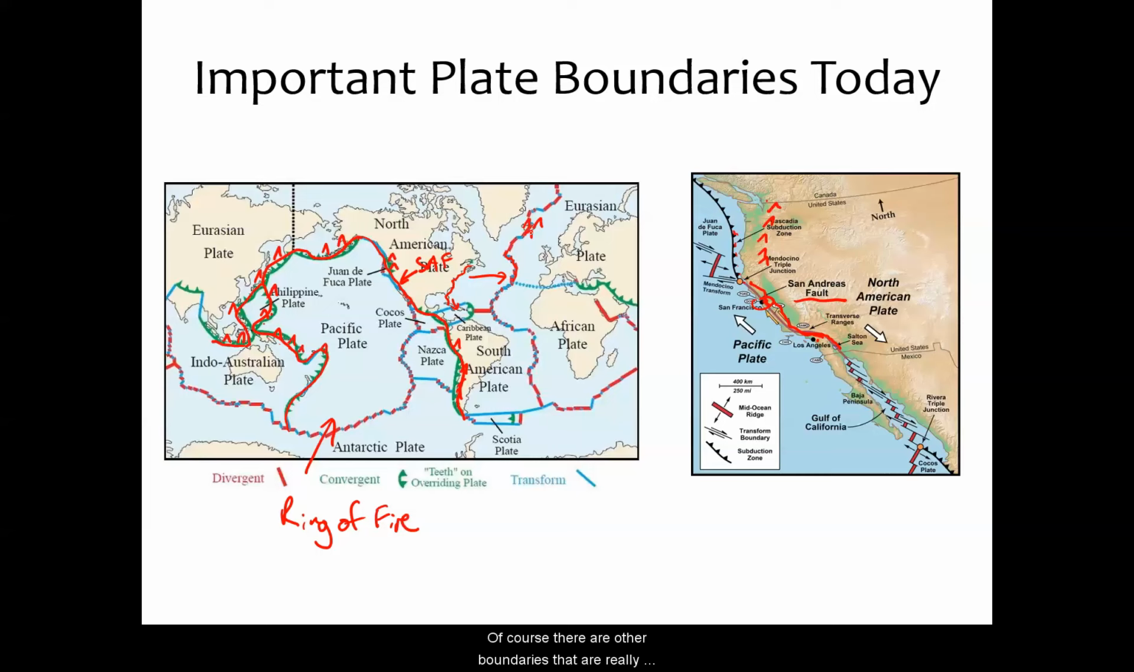Of course, there are other boundaries that are really important in the world sense, and we just don't talk about them as much in the US unless you get into upper-level geology courses. For example, there are a lot of earthquakes that occur in Turkey and Iran. There are a lot of earthquakes that occur in Nepal and northern India and southwestern China. We just don't talk about those boundaries as much because it doesn't affect us, truth be told, at least in these intro classes.